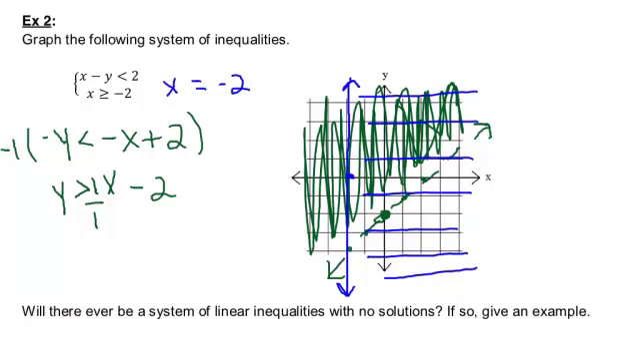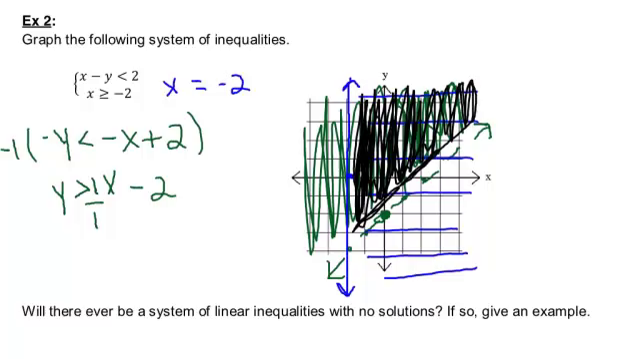Now to find the solution for our system, we need to look at where they are both shaded together. So it's going to be the black shaded region. That's where they both are shaded together. So that is our system. So any of the points on that part of the graph could be a solution for this system of inequalities.